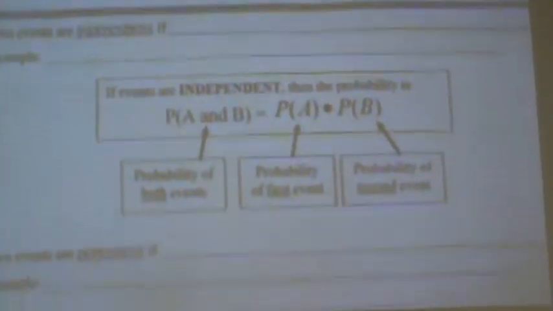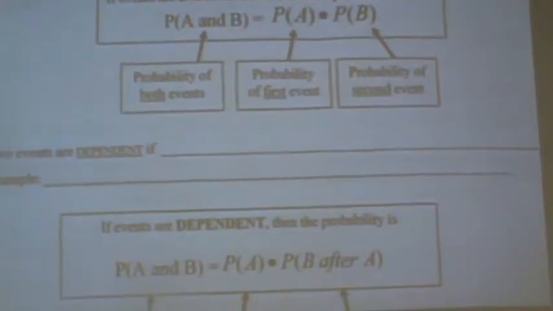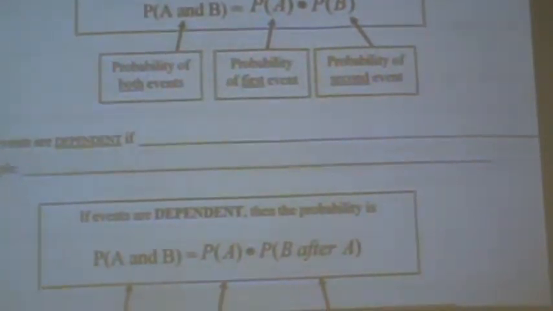So there are two different kinds of situations that our events can have. Our events can be independent or they can be dependent. If our events are independent, then they don't affect each other. So our first event doesn't affect our second event. So if two events are independent, one event does not affect the second event.